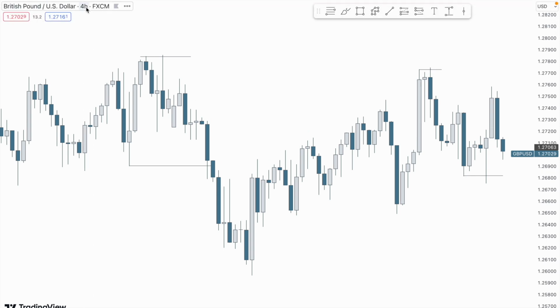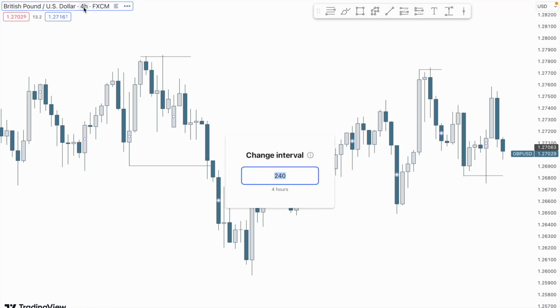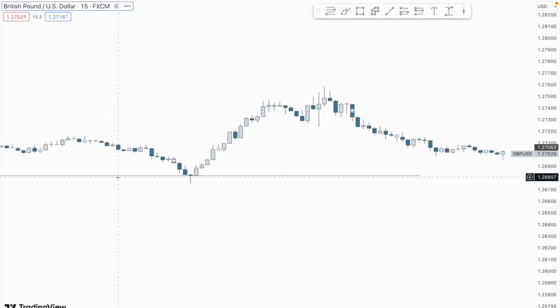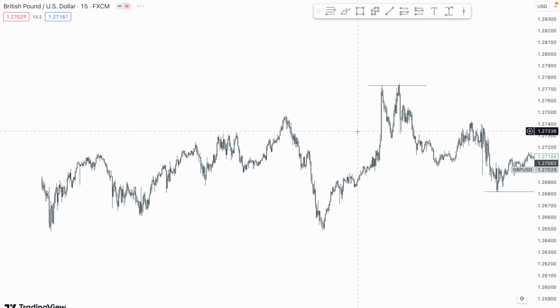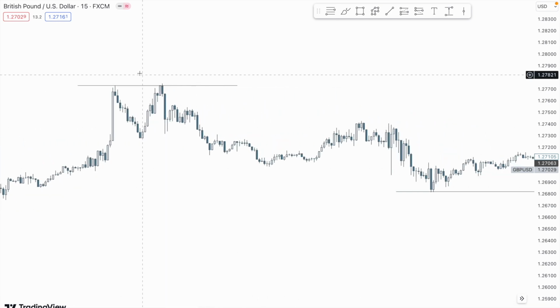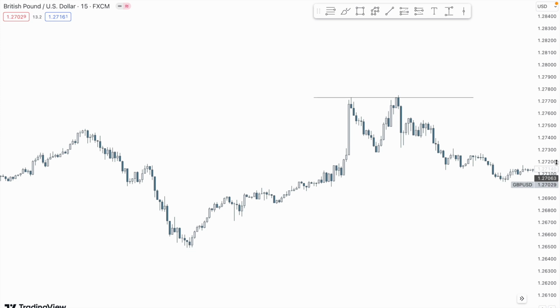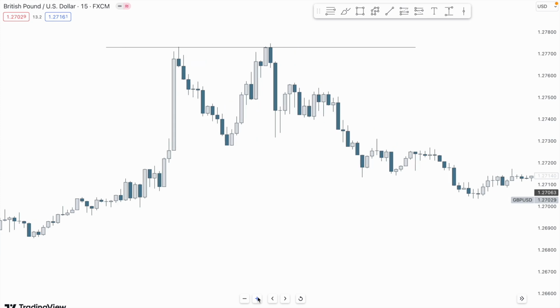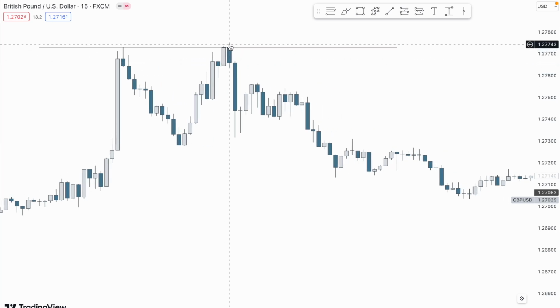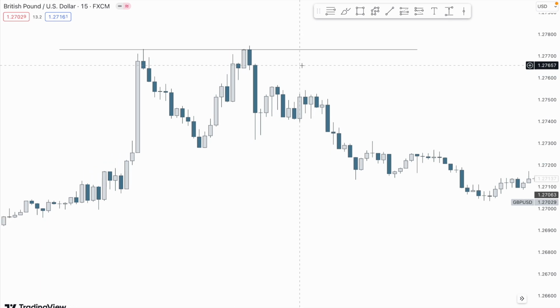Then what you have to do is you have to shift to a smaller time frame, which is the 15-minute. So we will discuss the first example, which is this one. Okay, let me zoom it in. So at this point we were looking for a sweep and a close below it, which we got on the 4-hour. Now we have shifted to 15-minute.